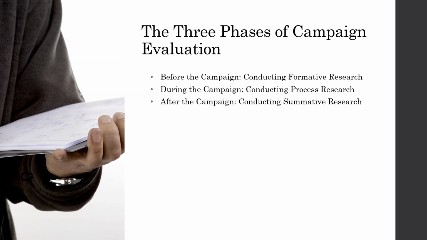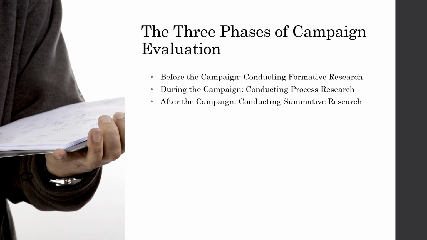Now let us consider the three phases of campaign evaluation. The information that is collected can be broadly defined as formative, process, and summative research. Each of these cycles will provide critically important information before, during, and after your campaign's implementation. So let's first look at before the campaign, where we conduct formative research.